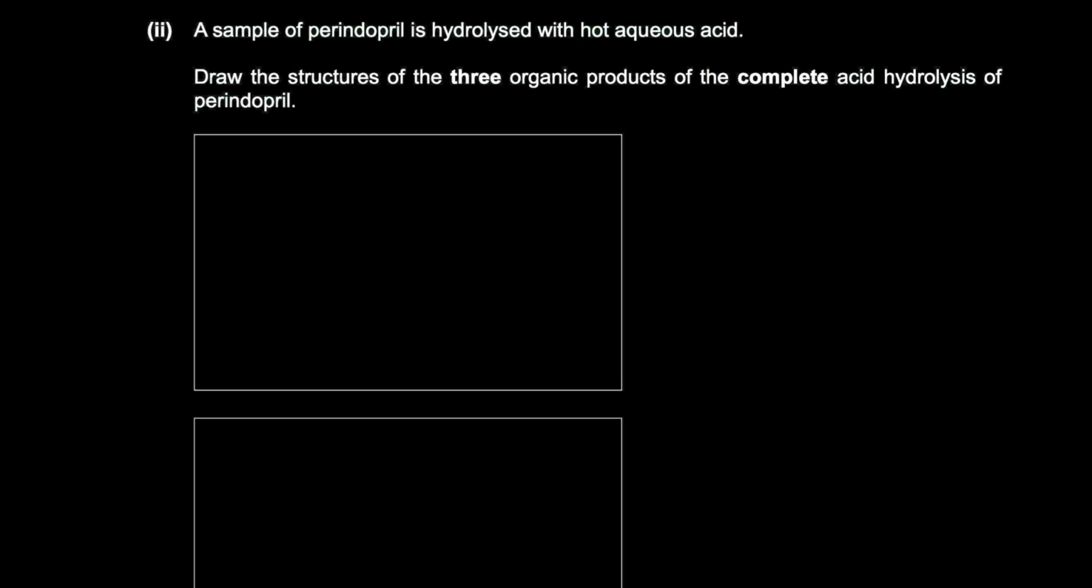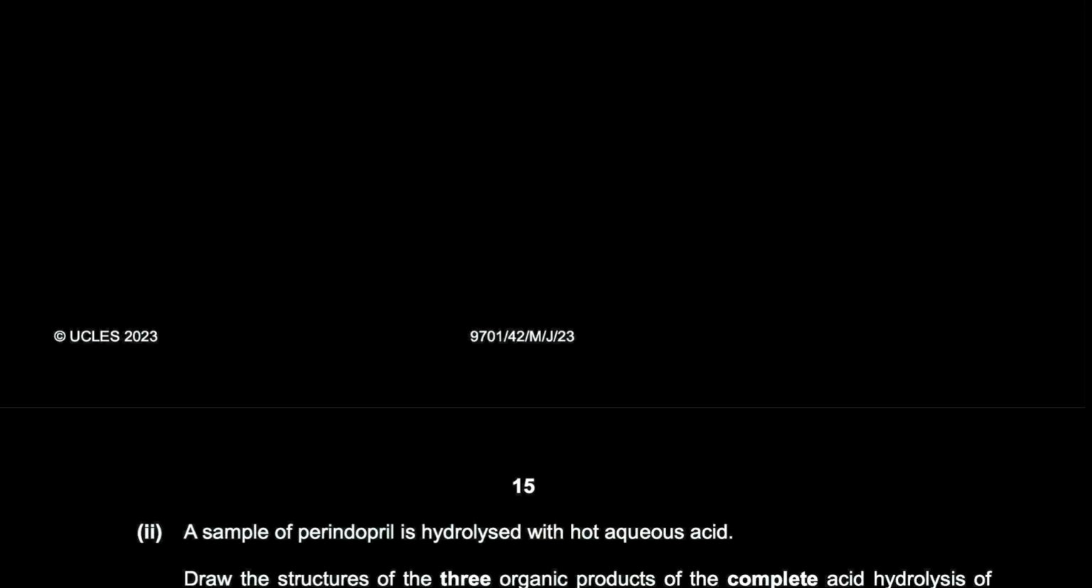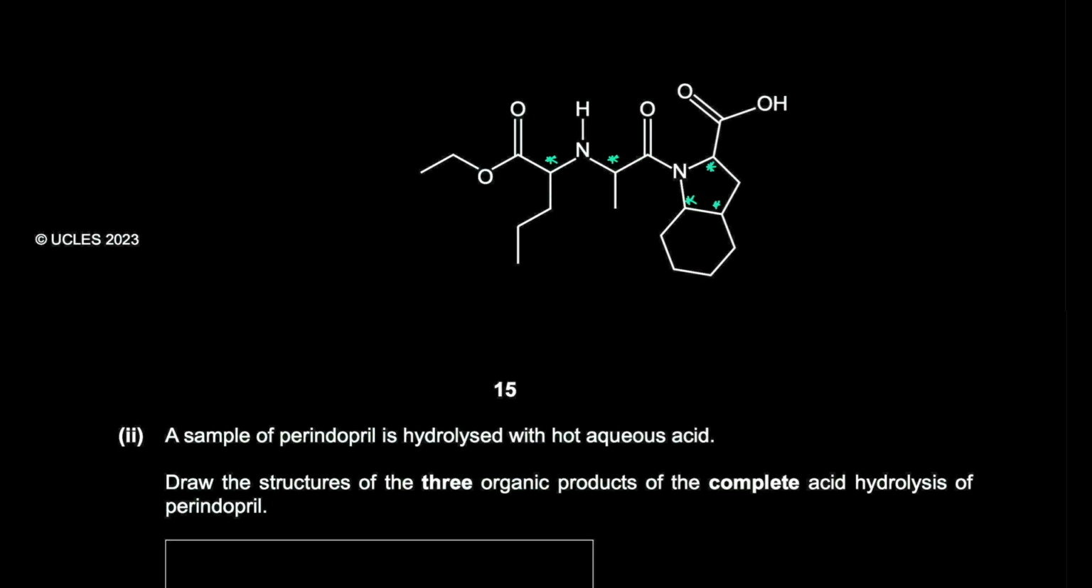A sample of perindopril is hydrolyzed with hot aqueous acid. Draw the structures of the 3 organic products of the complete acid hydrolysis of perindopril. So we're first going to look at the compound here. We have this compound, perindopril. So I'm just going to make a copy of this. Now we go back down.